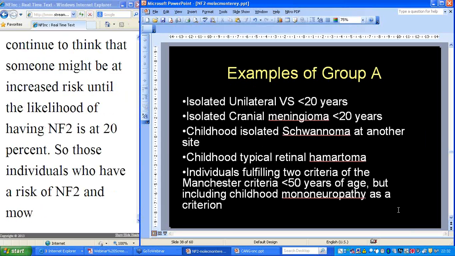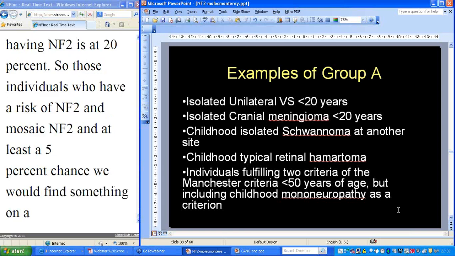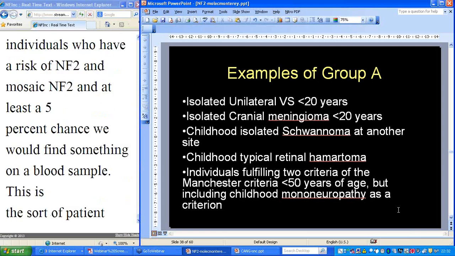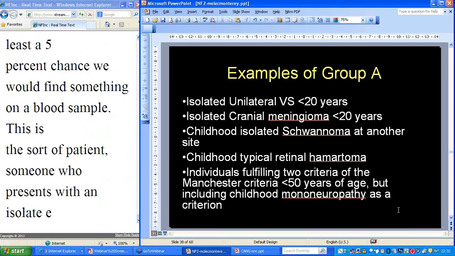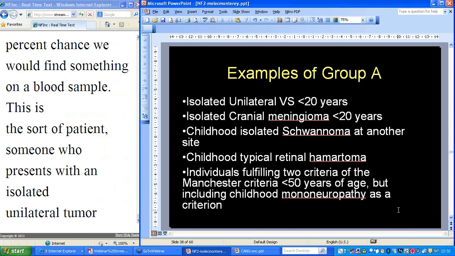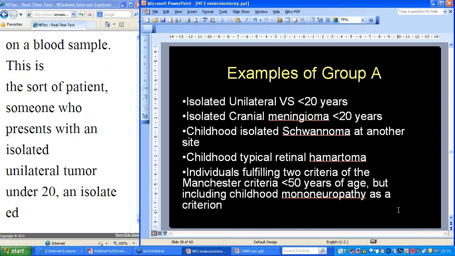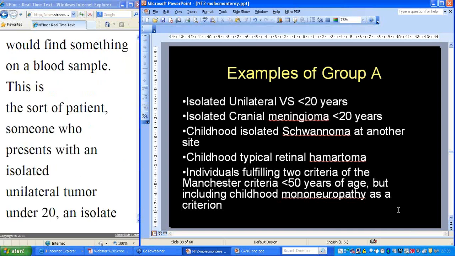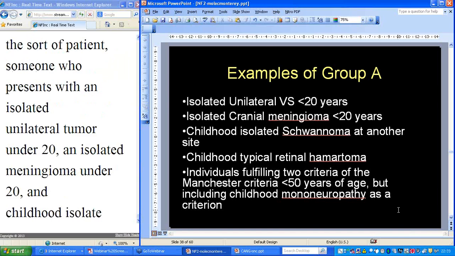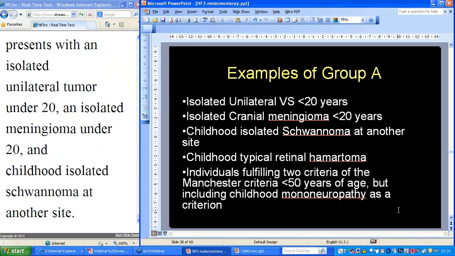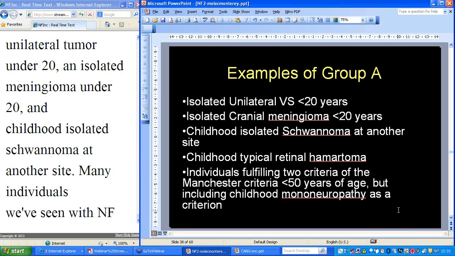Now, this is the sort of patient, someone who presents with an isolated unilateral tumor under 20, an isolated meningioma under 20, or a childhood isolated schwannoma at another site. Many individuals we see with NF2 have had a lump removed from their skin when they were 5 or 6, and when you go back to the pathology, it was a schwannoma.